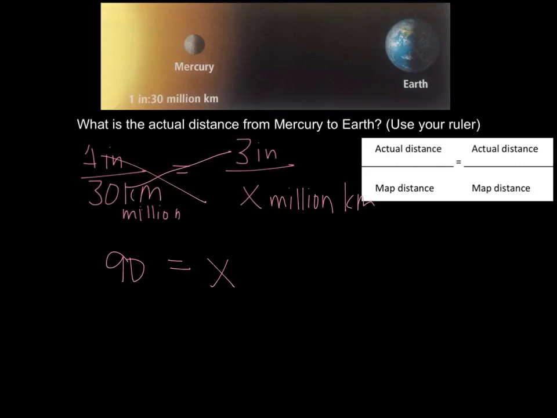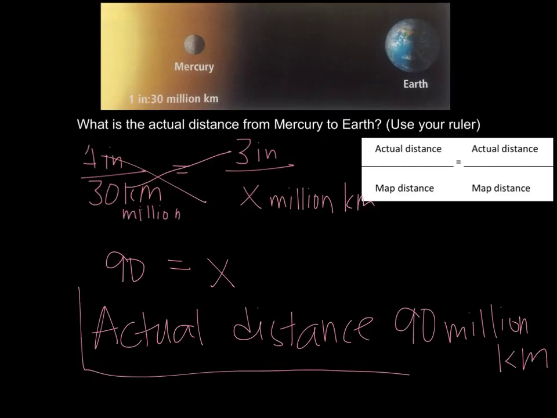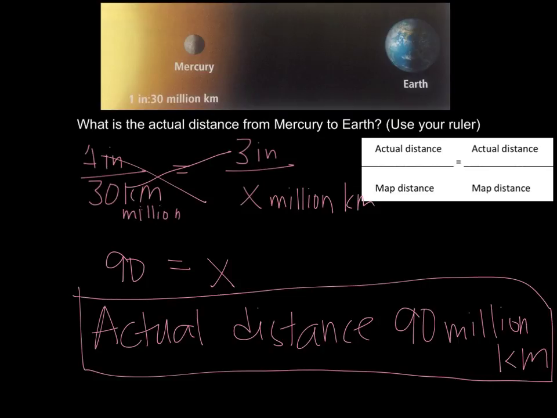Well, that really wasn't too bad. X is 90, so then if it's asking what is the actual distance, we would want to write it out. Actual distance is 90 million kilometers. Okay, so make sure you don't tell me the answer is 90. Make sure you tell me the actual distance would be 90 million kilometers.